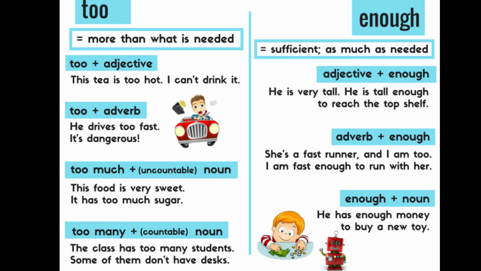And we use too many for countable nouns, something that we can count. And we have the example here. The class has too many students. Some of them don't have desks.